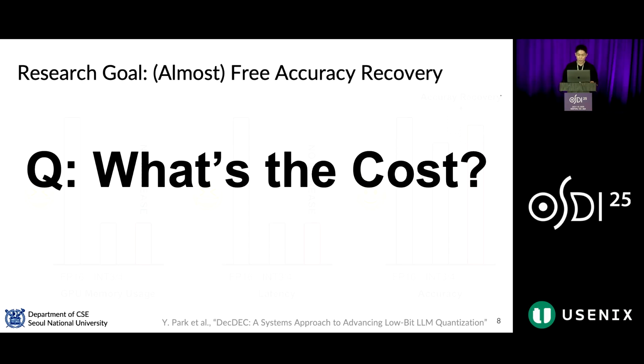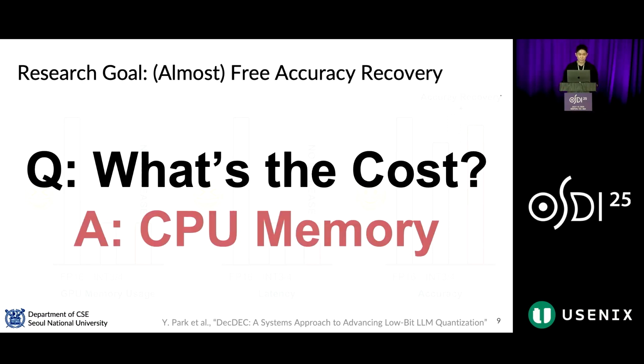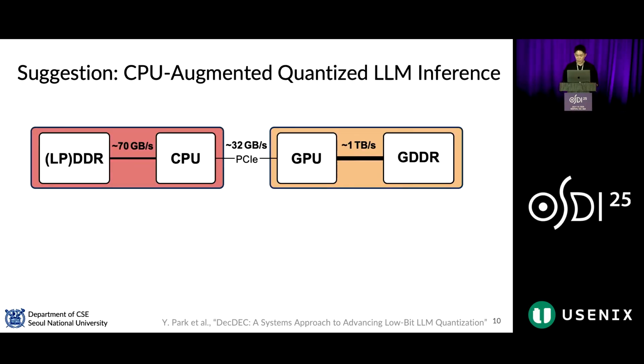And in fact, we do pay a price. We trade off a resource that we believe to be less critical in the context of LLM inference. And that is CPU memory. In other words, we use a little bit more CPU memory to improve accuracy of quantized LLMs without introducing any GPU memory or latency overhead. Our approach targets specific platforms. We assume a typical desktop or laptop where CPU and GPU have their own memory connected via PCIe.